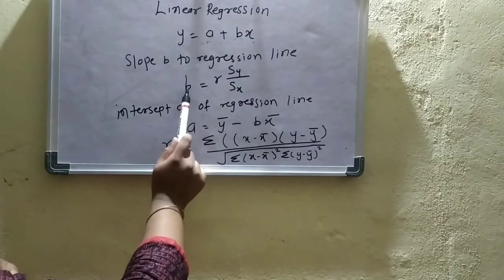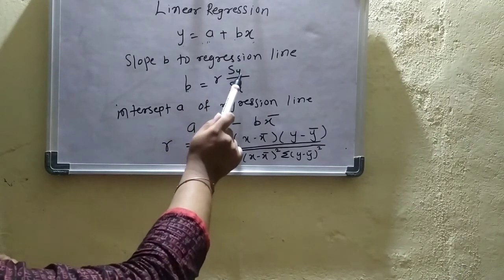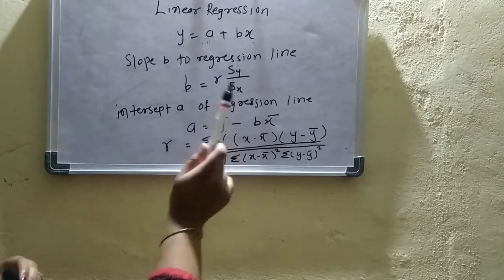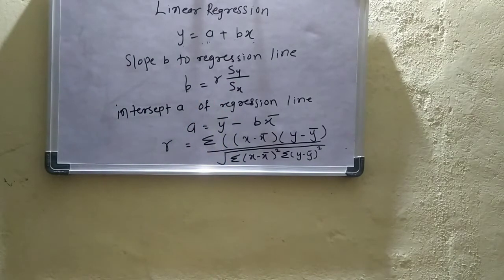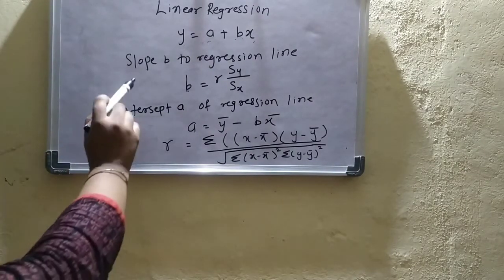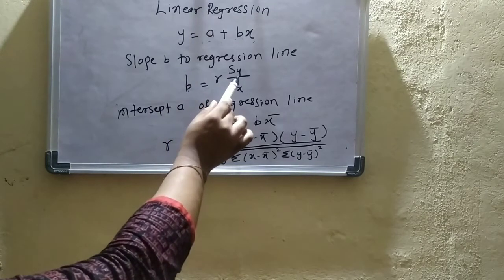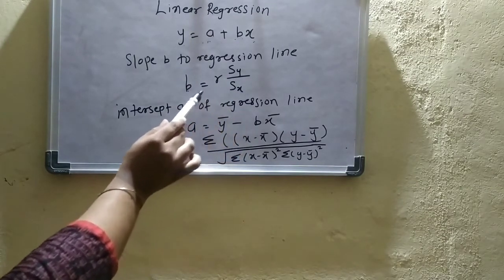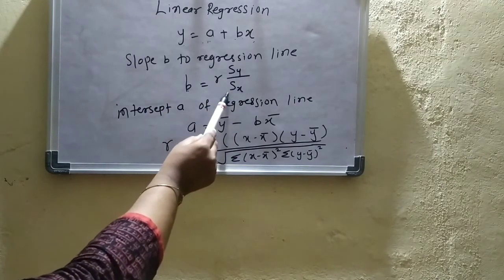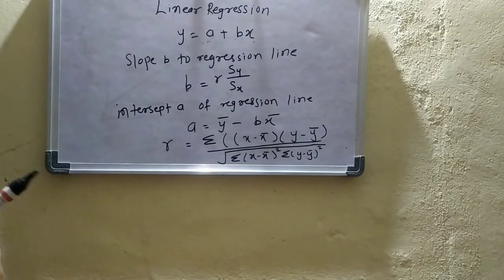The slope b of the regression line can be calculated as b is equal to r times standard deviation of y divided by standard deviation of x. Here r is the correlation coefficient, that is Pearson correlation coefficient, and then the standard deviation of y and standard deviation of x. How to calculate the r, we have already shown in the correlation coefficient video. Link to that video I will be providing in the description. You can go through it and calculate the r.